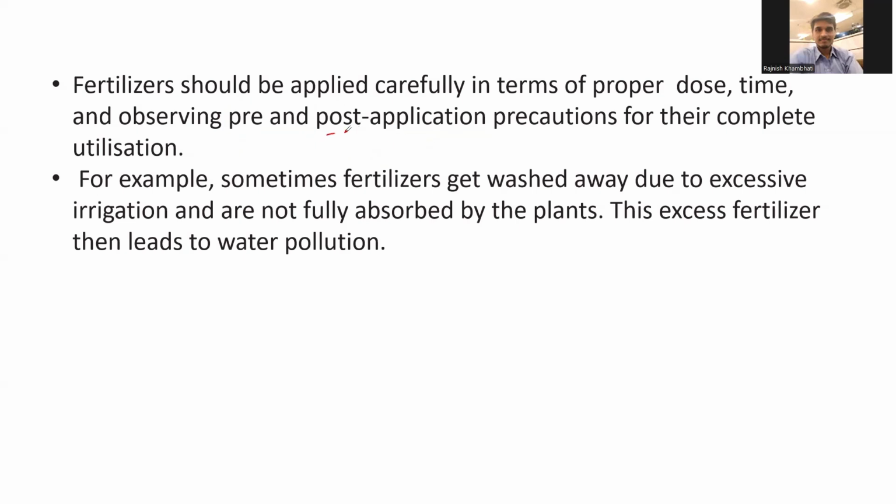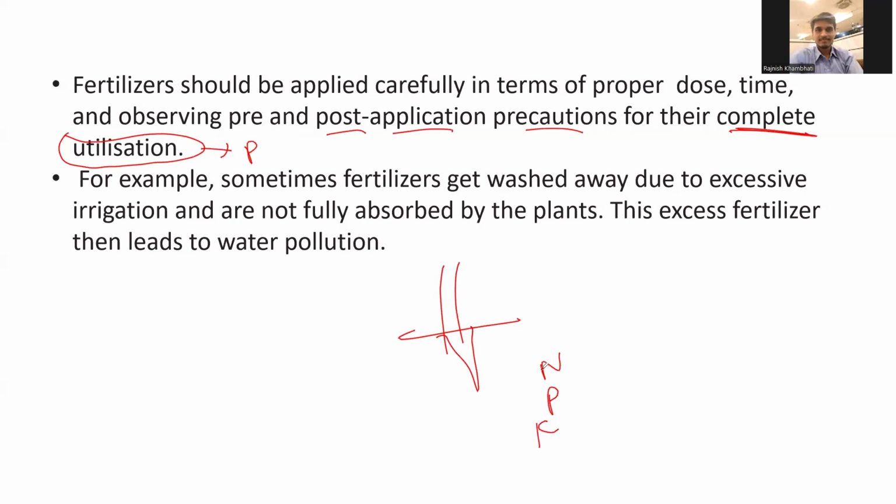So we have to understand the pre and post application precautions for complete utilization. This is also an important point. Utilization means what the plant will do. You know, this is the plant, this is the root, and this is N, P, and K. So this NPK should be absorbed by the root of the plant, and then it should reach the leaves and other parts of the plant. That is the only way the plant will get its nutrients.